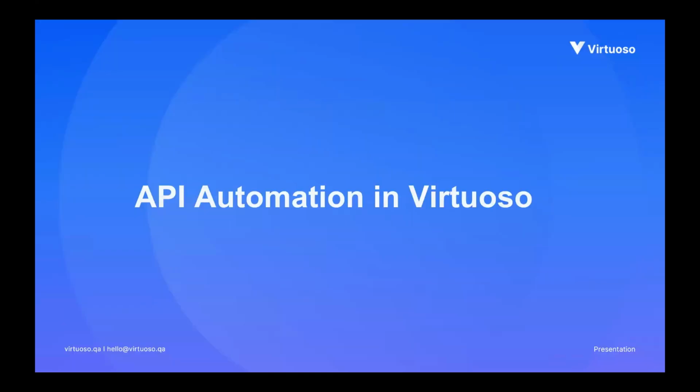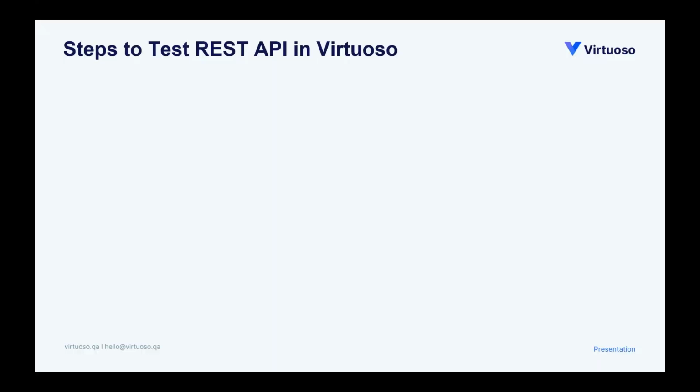As I was mentioning, we'll now try to understand how APIs are automated in Virtuoso. Before I move to the Virtuoso app, I'll give you the steps on how we will do it in Virtuoso. The very first thing we are going to understand is how the API is going to be automated. What are the API documentations? Which are the endpoints that I need to automate? What kind of methods are we going to use? If there are any headers or authentication types we need to use, which ones are they?